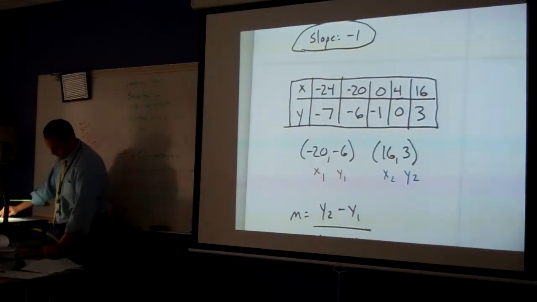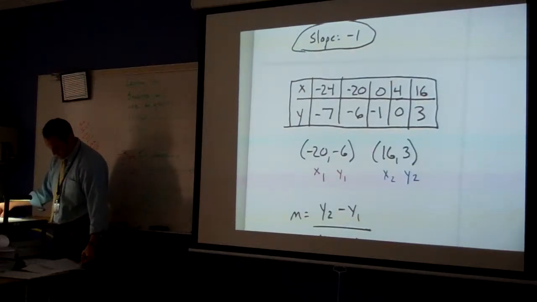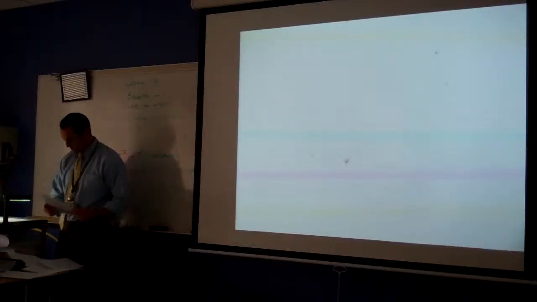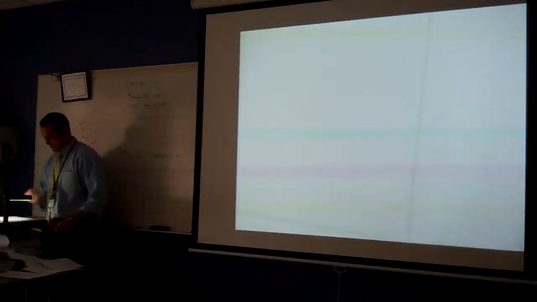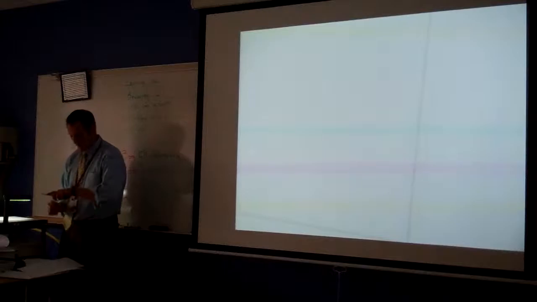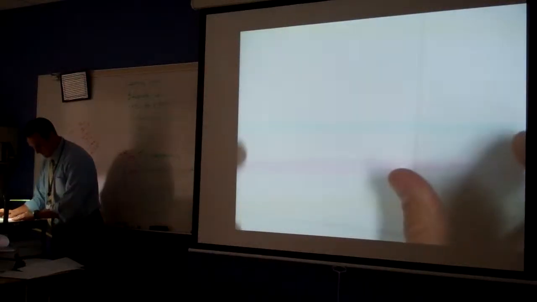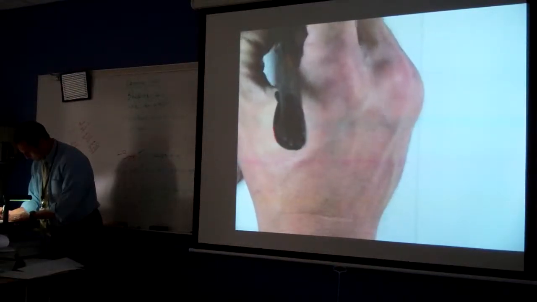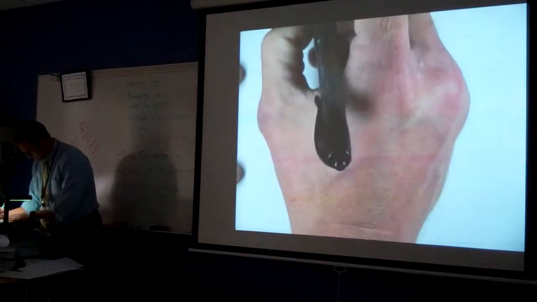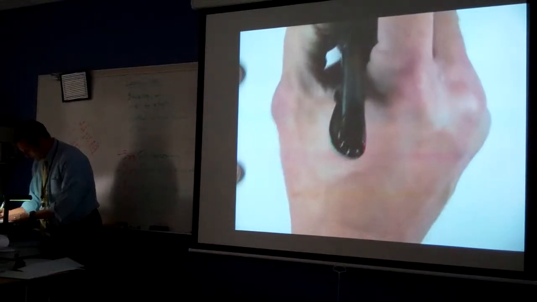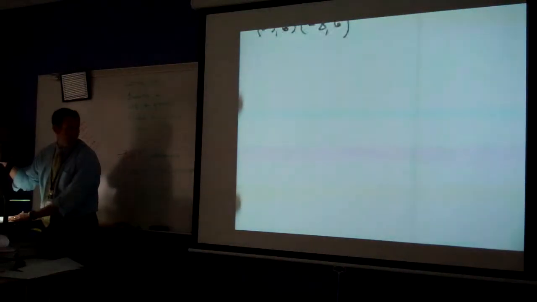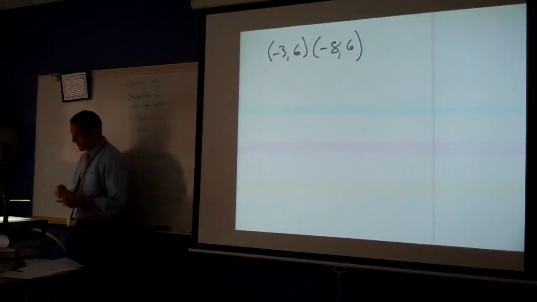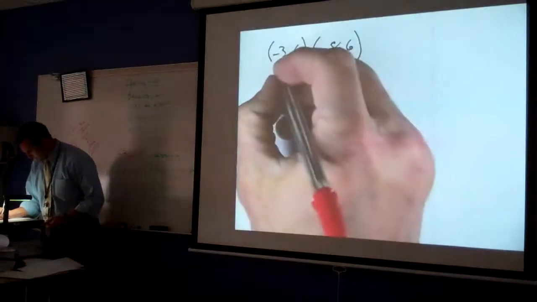Let me do a couple more examples to illustrate some fun points, some shortcuts that can only be used in special circumstances. So I'm going to give you 2 more ordered pairs, and we're going to find the slope of the line that passes through them. So in the first example, we have the ordered pairs -3, 6 and -8, 6. So we have our 2 ordered pairs. Find the slope of the line passing through it.